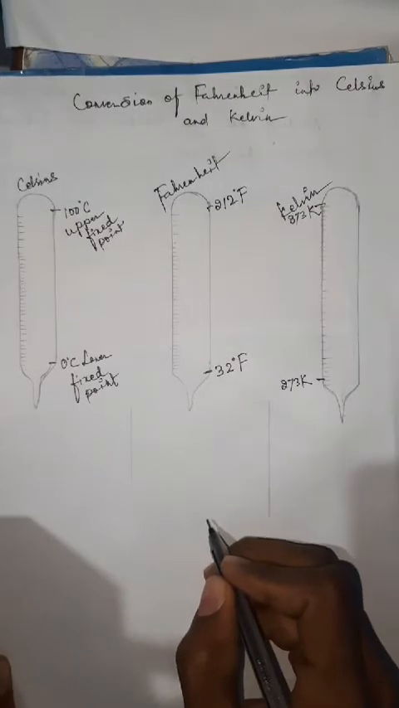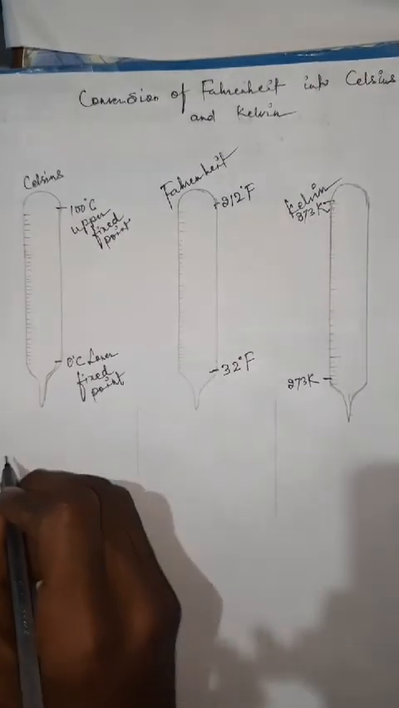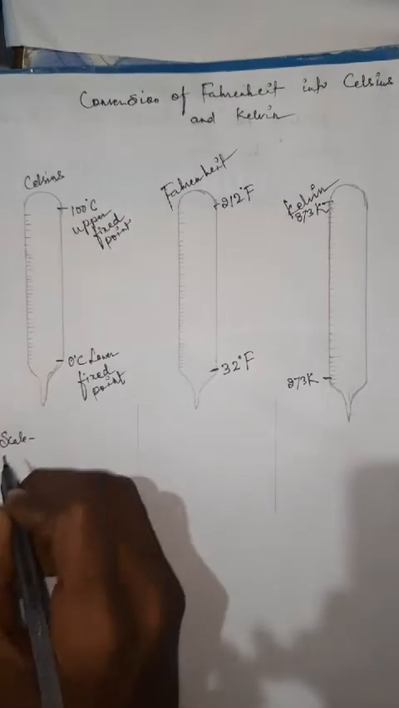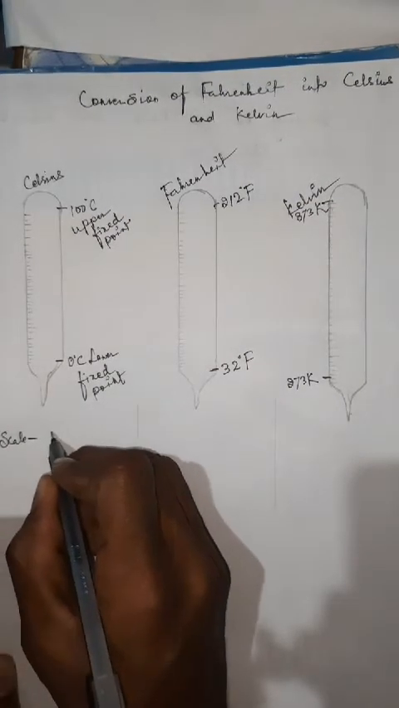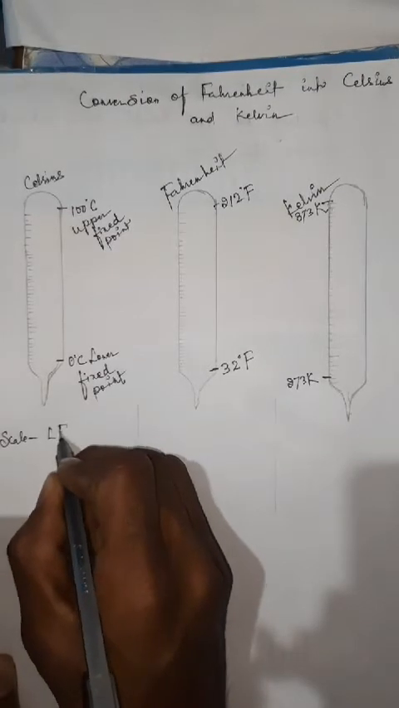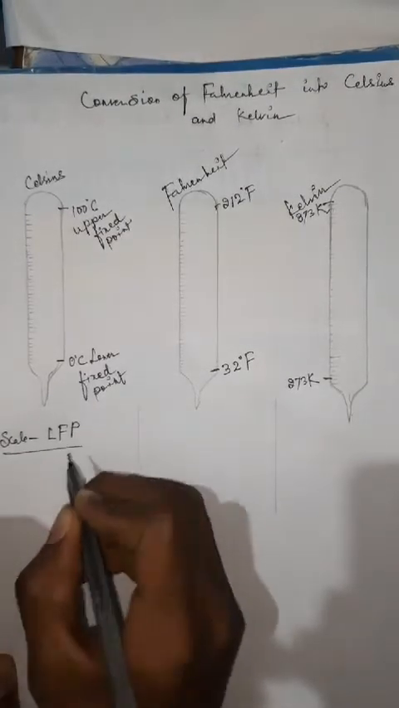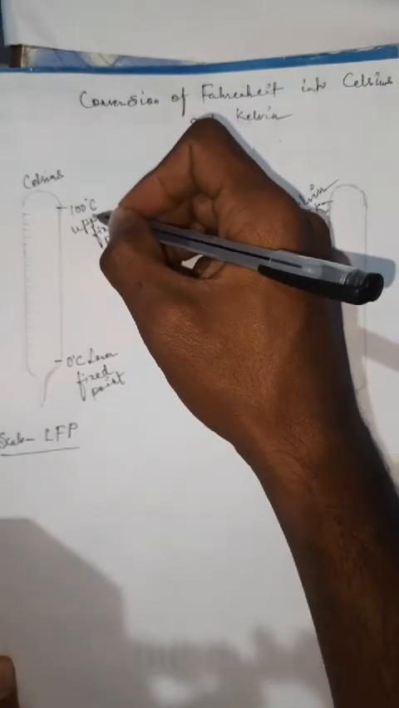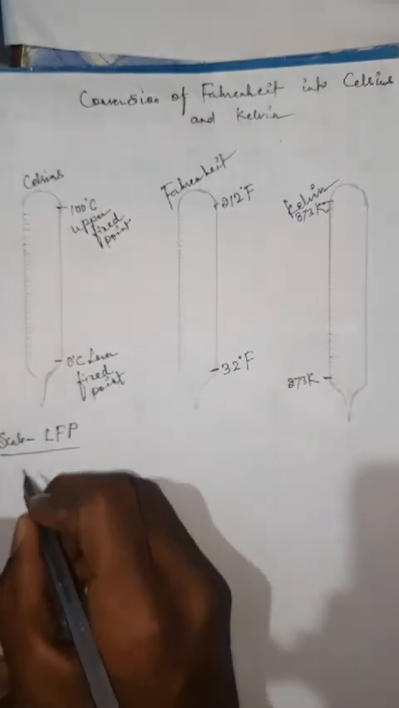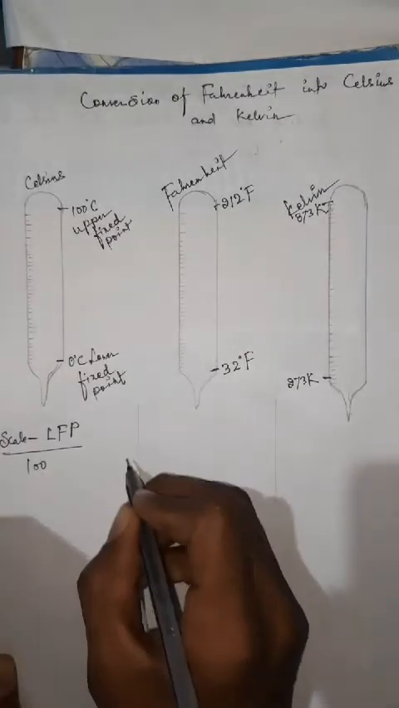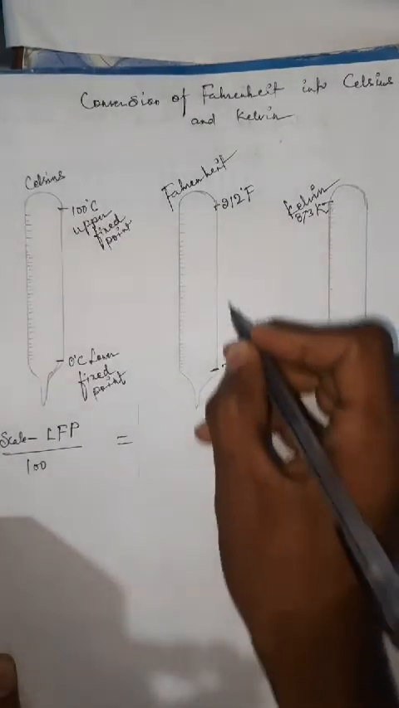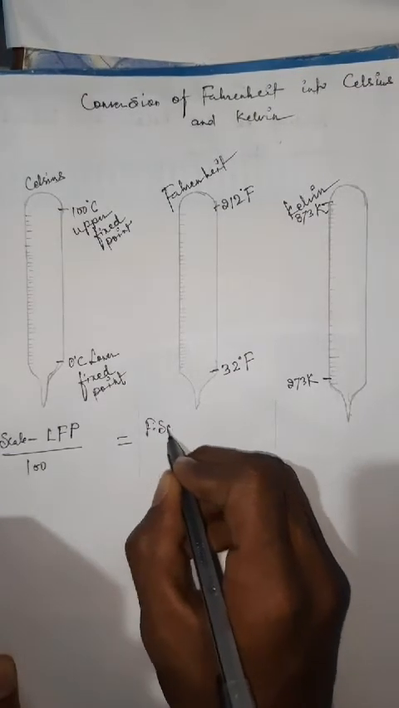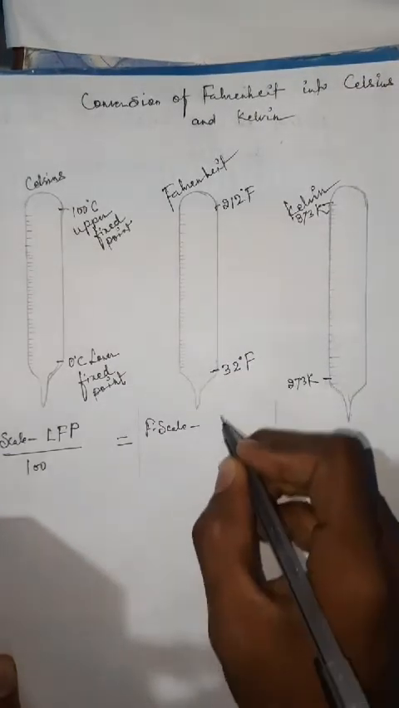Now we will write an equation. Nothing you have to do, you have to write scale minus lower fixed point, I am denoting LFP, divided by number of divisions between this upper fixed point and lower fixed point, that is 100 equal divisions are there. It is equal to scale, what I have written, this is Fahrenheit scale minus lower fixed point.